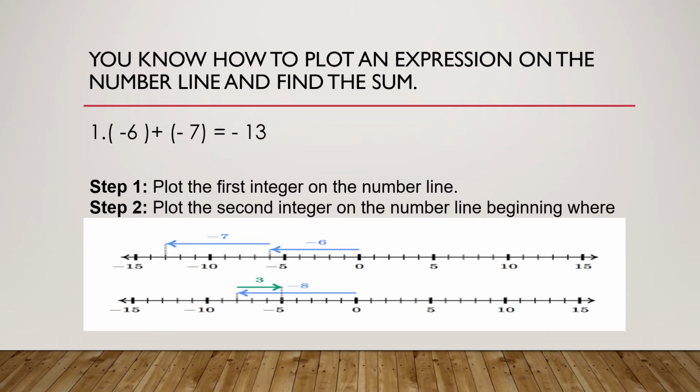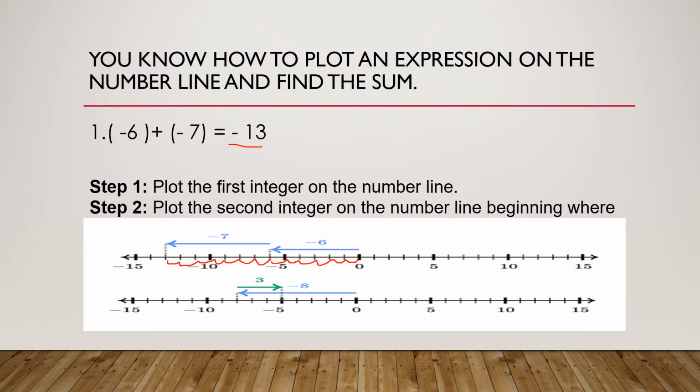Okay, so we have here the origin, 0. So let's have negative 6. Let's count: 1, 2, 3, 4, 5, 6. So we have negative 6. And from negative 6, let's count again, 7 times. So 1, 2, 3, 4, 5, 6, 7. If we combine that, that will be negative 13.